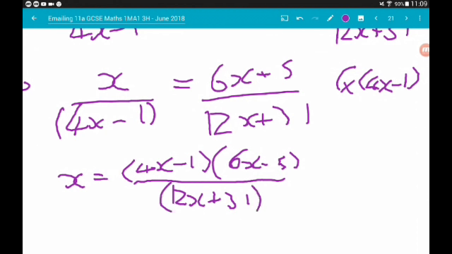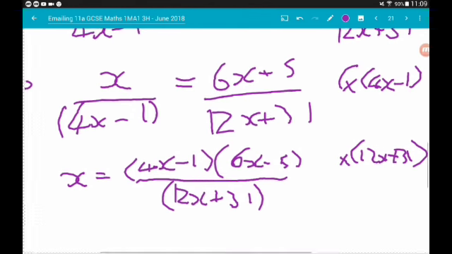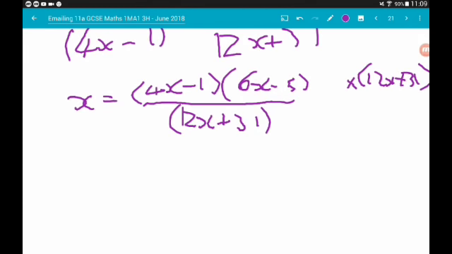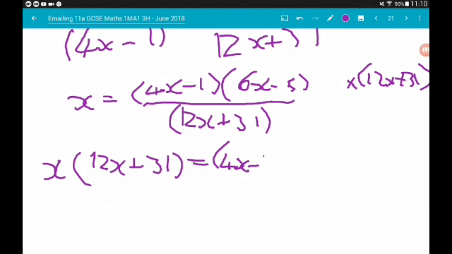Now we're going to do exactly the same thing with 12x add 31. Multiply both sides by it, and then we get x times 12x add 31 is equal to 4x minus 1 times 6x add 5.